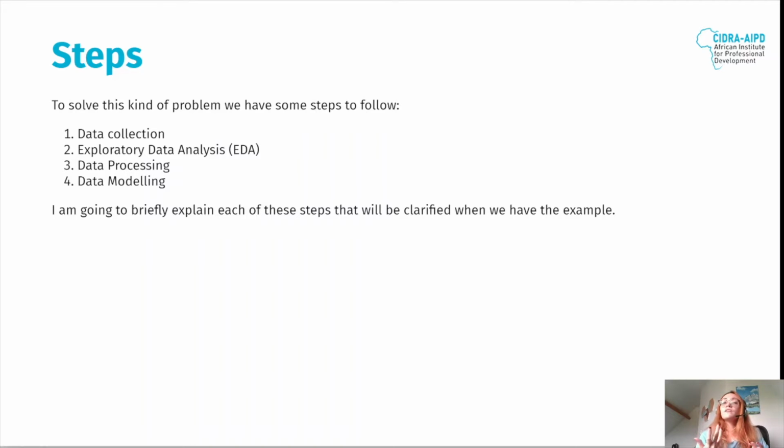And the final step would be the data modeling. That's where you're going to actually apply the model and check the performance of your model. I'm going to briefly explain each of these steps next, and hopefully that will be clarified when we have the example.